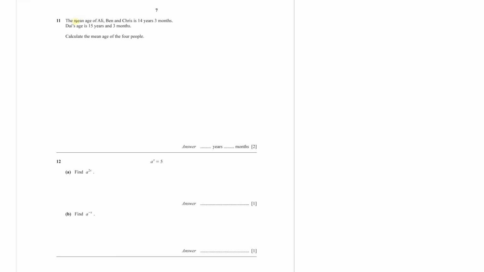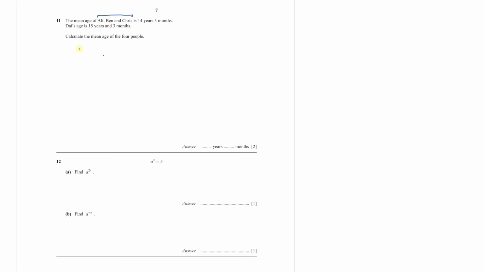Question number 11: the mean age of Ali, Ben, and Chris is 14 years and 3 months. Dai's age is 15 years and 3 months. Calculate the mean age of the 4 people. So you're given the mean age of these 3. Let's first use this mean to get the sum of their ages.